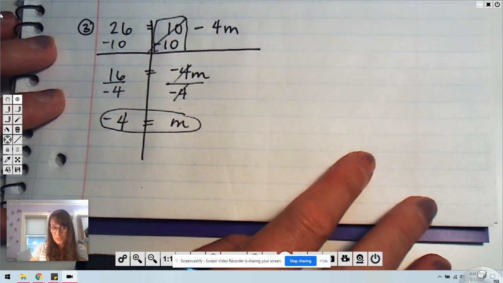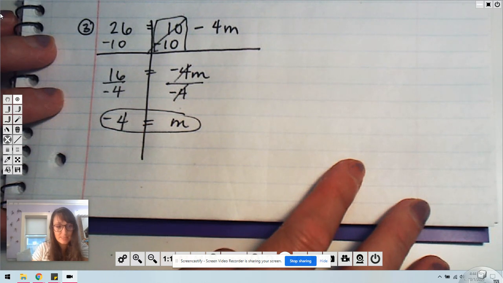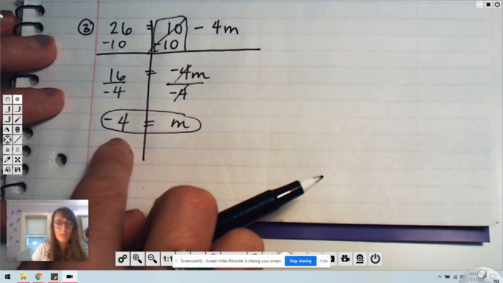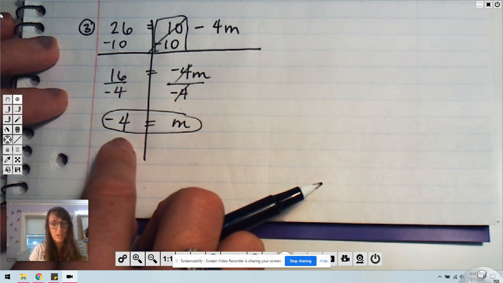So now it's your turn to try some practice problems. If you need to take a step back and remember some of your properties of multiplication and division with integers, please ask for help in your Zoom room.